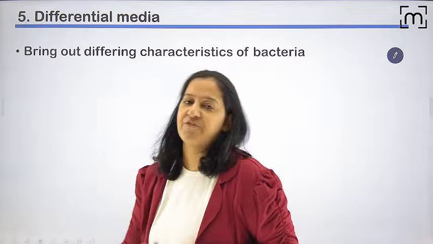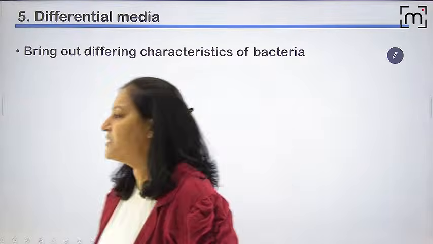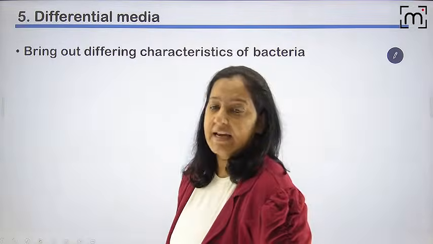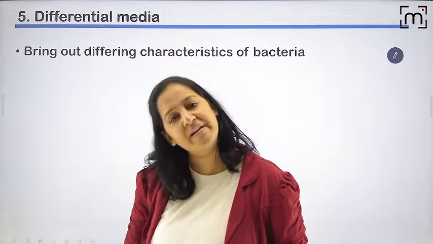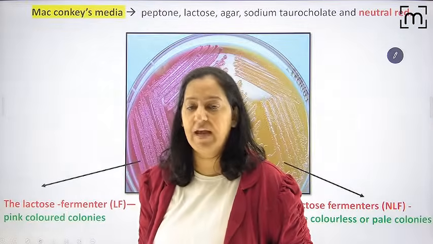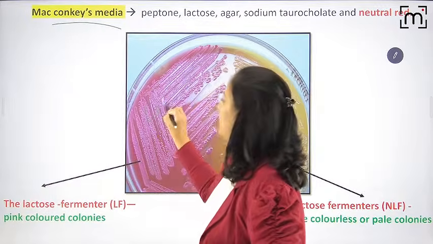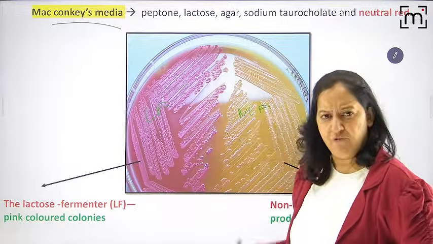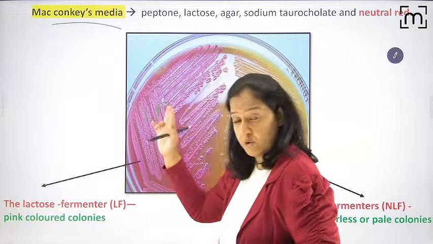The fifth is differential media. What was a differential stain? Who's attending the session from the beginning? What is a differential stain? It gives different color to different bacteria. Differential media is the same. It gives different color colonies to different bacteria. The best example is MacConkey. On MacConkey, the lactose fermenter forms a pink colony and the non-lactose fermenter forms a yellow colony. Different color to different bacteria.